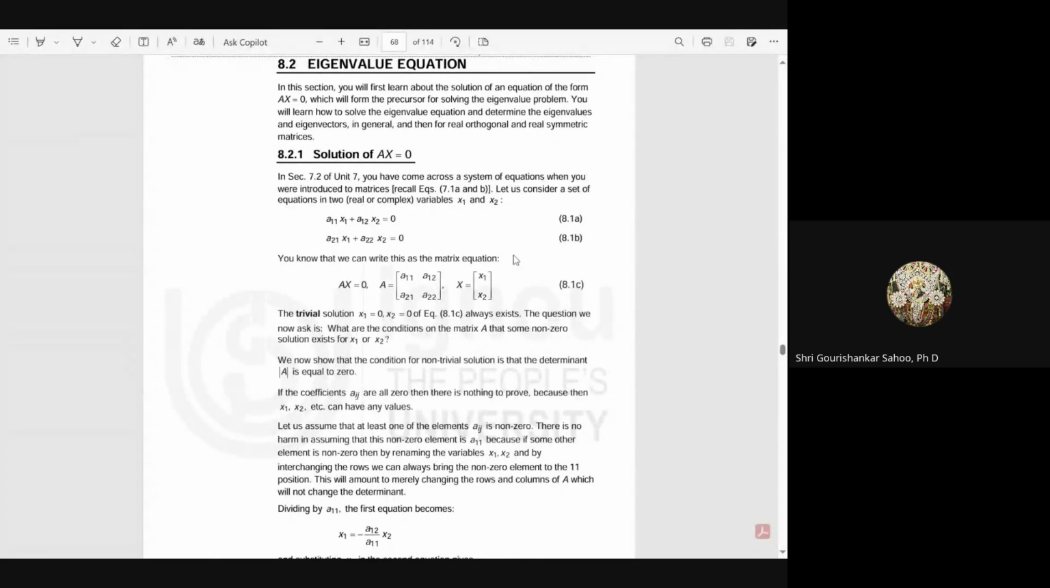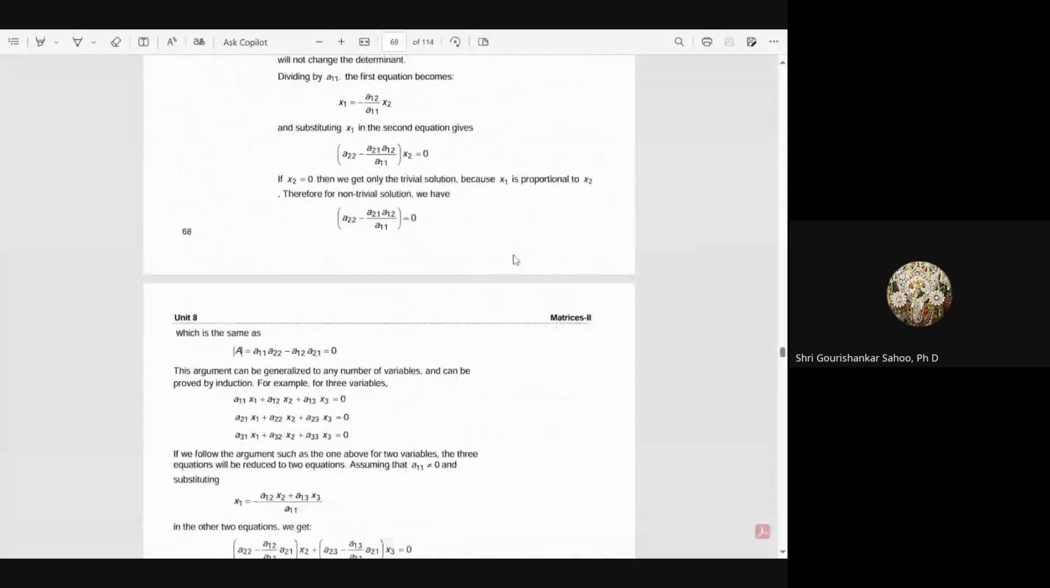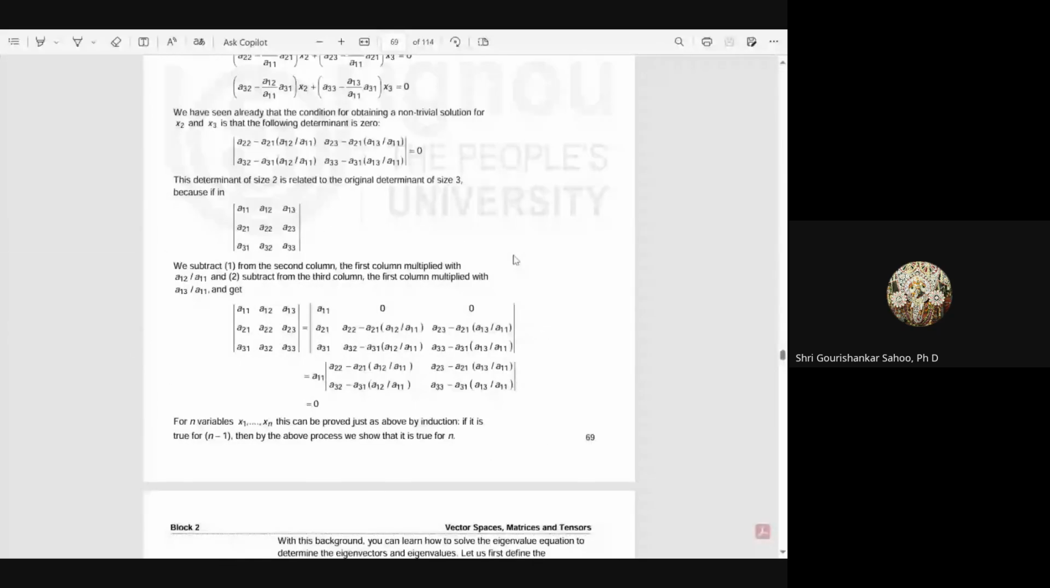Then the eigenvalue equation, which I discussed earlier today. There is an operator, there is an eigenfunction, and it will give you an eigenvalue. And the equation is called the eigenvalue equation, and you can have the trivial solution from its characteristic equation.